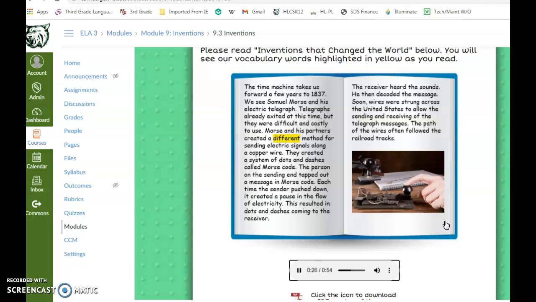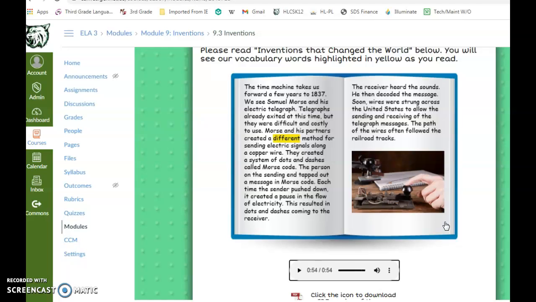The person on the sending end tapped out a message in Morse code. Each time the sender pushed down, it created a pause in the flow of electricity. This resulted in dots and dashes coming to the receiver. The receiver heard the sounds. He then decoded the message. Soon, wires were strung across the United States to allow the sending and receiving of the telegraph messages. The path of the wires often followed the railroad tracks.